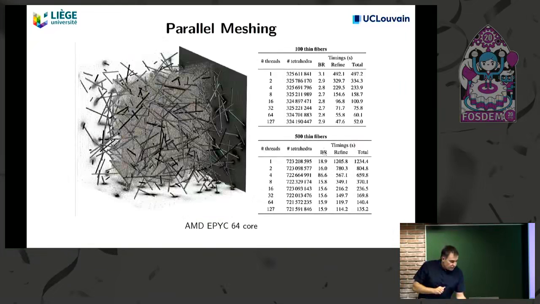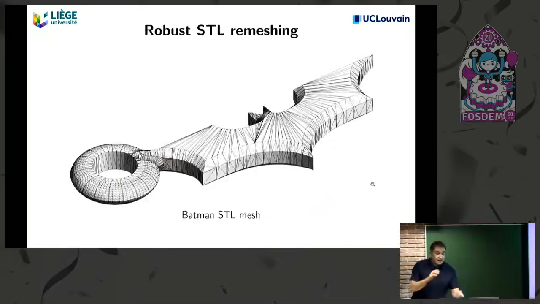You can go to very large models. So basically, Gmsh now is able to generate several 100 million tetrahedra in a reasonable amount of time. The scaling you'll see is not perfect, but it allows you to generate extremely large meshes. Last thing: we can remesh meshes. And so this is how it works.